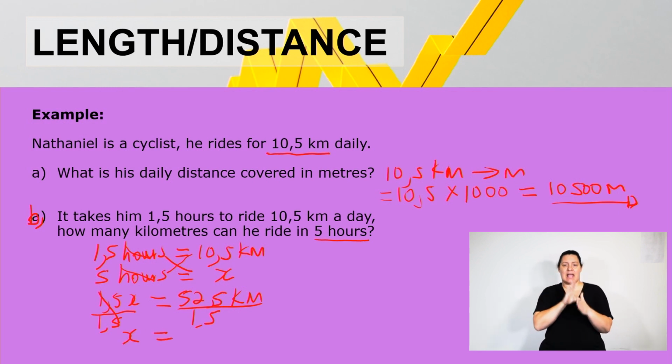So the 1.5 will cancel one another. Then we say 52.5 divide by 1.5. We get 35 kilometers. In other words, he shall have covered 35 kilometers if he has ridden for 5 hours. Let's carry on.